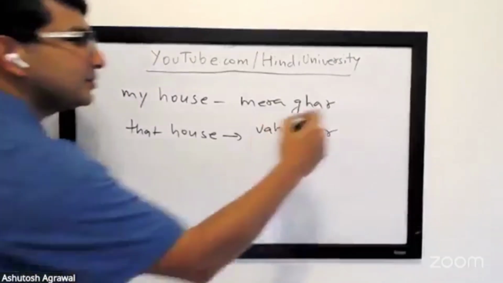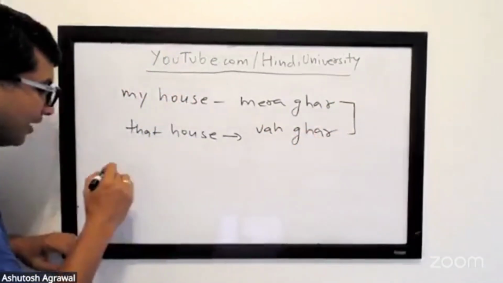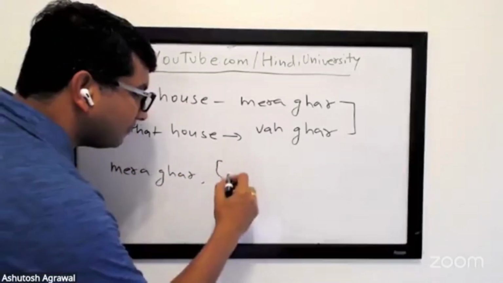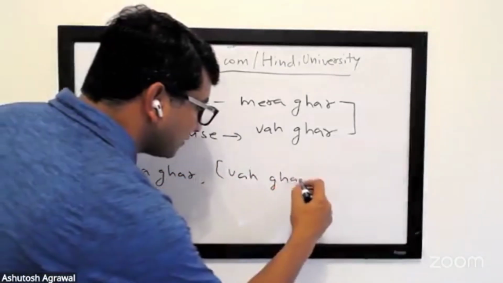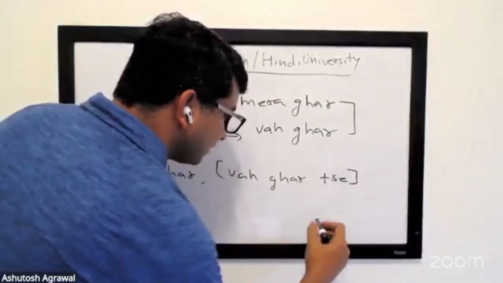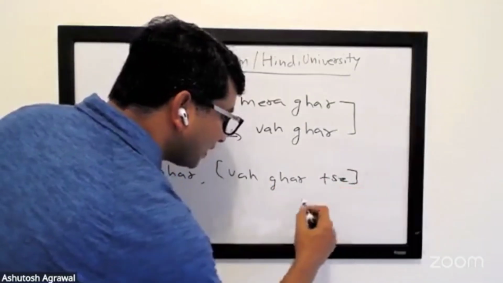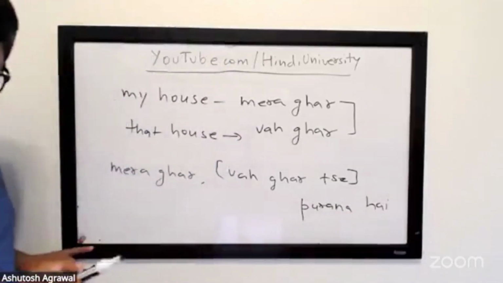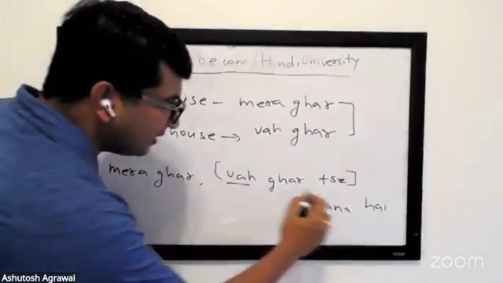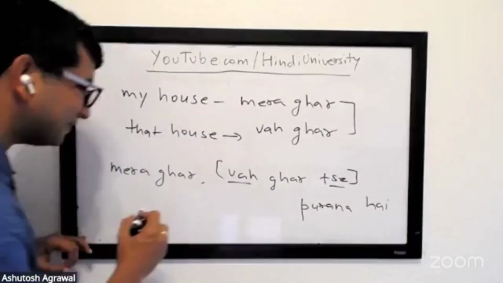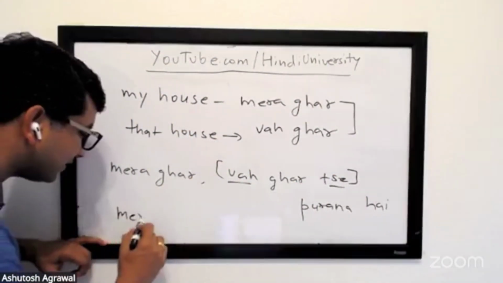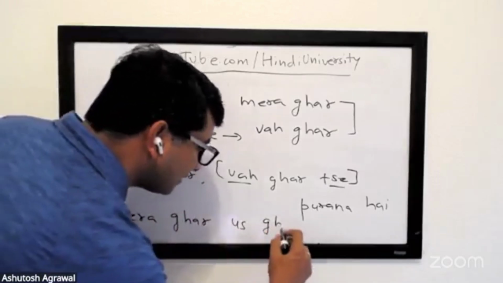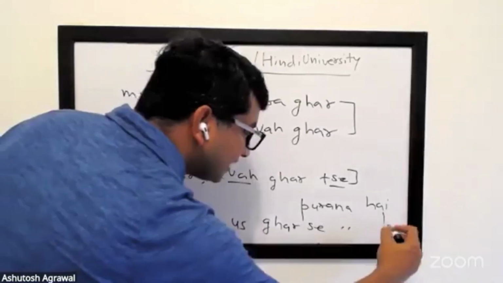Now you're comparing these two, right? So you have Mera ghar, and then you have vah ghar, followed by say, let's say Purana hai. Right, that's what we'll have based on the formula, and this vah, because of this say, will become variable, right? So it will become mera ghar us ghar se adjective hai.